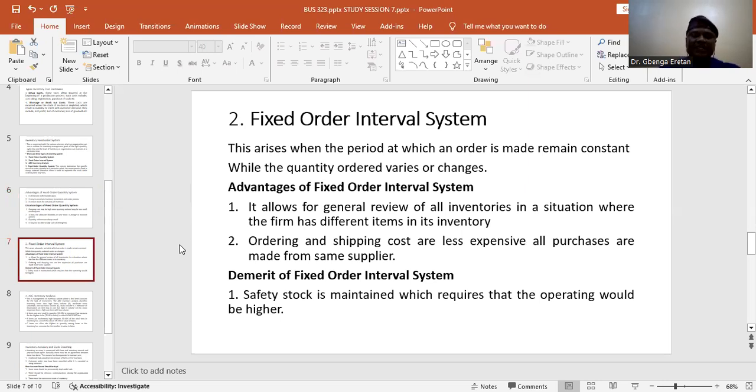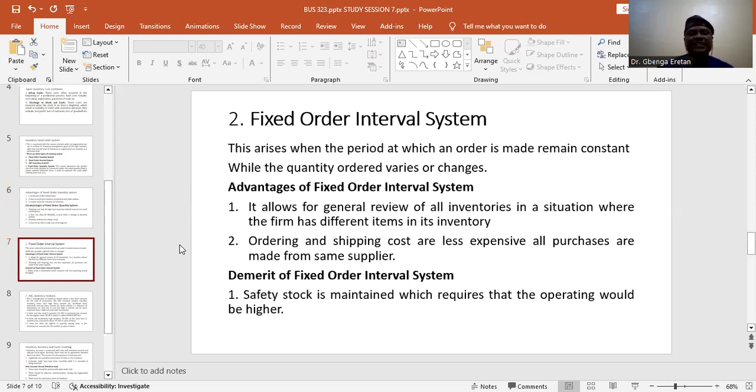Then we'll try to look at the fixed order interval system. When you talk about the fixed order interval system, this arises where goods are ordered at a fixed interval, but at any quantity. In other words, every 3 months, we must order, but the quantity to be ordered is unknown. Then we refer to it as a fixed order interval system, where the period for which the goods will be ordered is known, but the quantity that will be ordered is unknown.